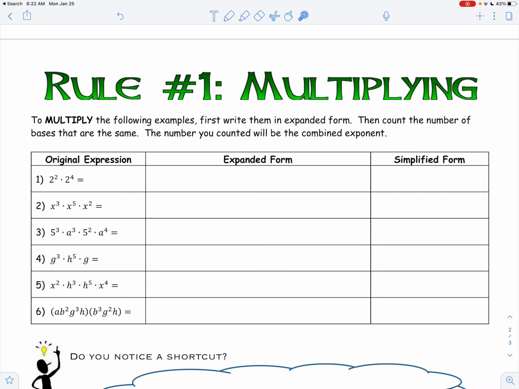In the first one, we have 2 squared times 2 to the 4th. The expanded form of that would be 2 times 2, that's the 2 squared part, and then times 2 times 2 times 2 times 2, that's the 2 to the 4th part. And now we have to count our bases. So we have 1, 2, 3, 4, 5, 6 twos. So this can be written as 2 to the 6.